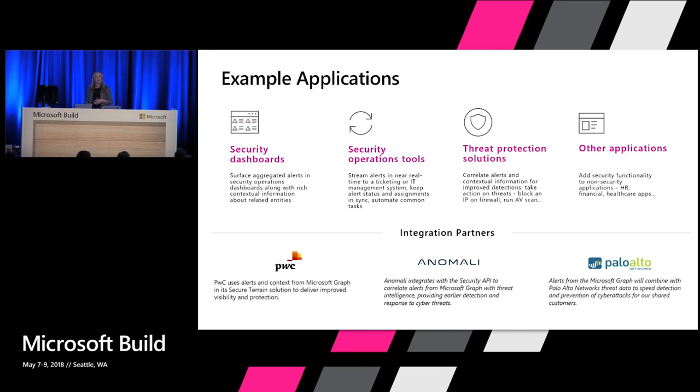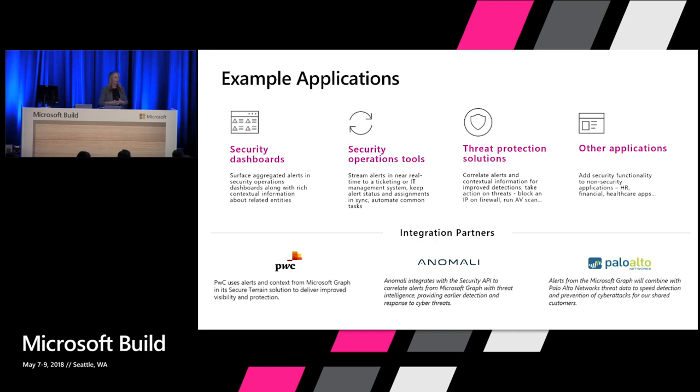Another integration partner is Anomali. Anomali is a threat intelligence vendor, and so they are integrating alerts via the security graph, correlating and enriching them with their own threat intelligence data to inform investigation. And then finally, working with Palo Alto, who's combining their own threat data, so insights from their threat intelligence service and from firewall logs, with alerts that it's pulling in from other Microsoft technologies.